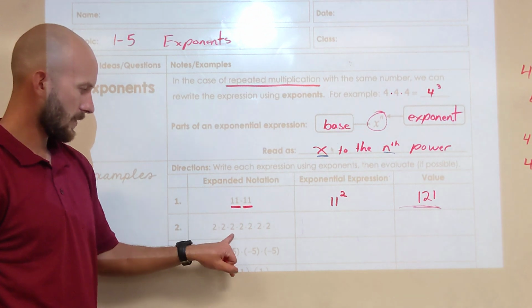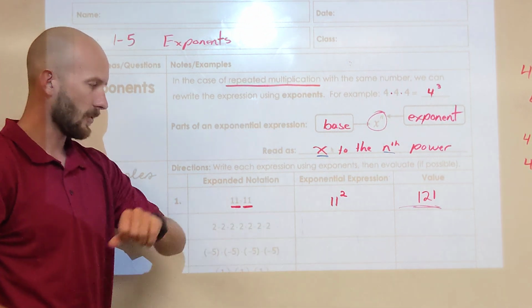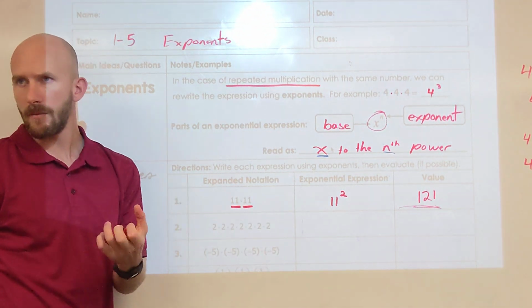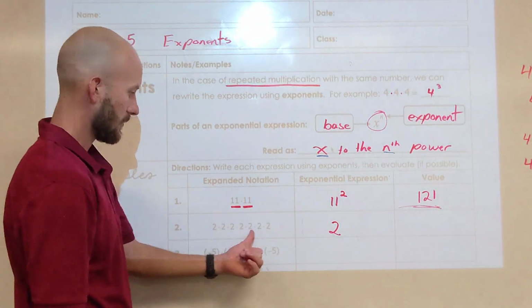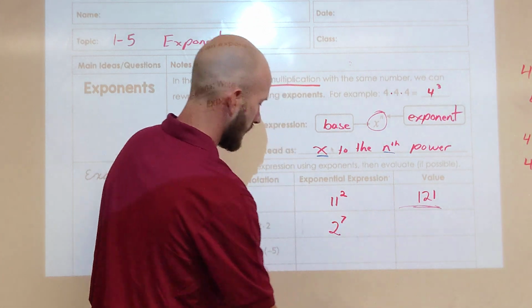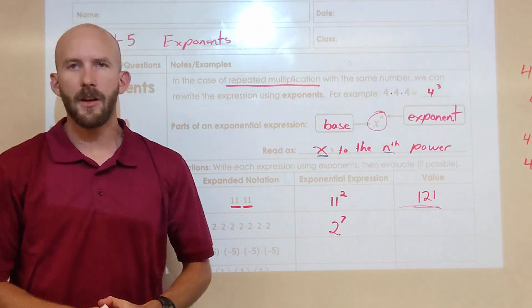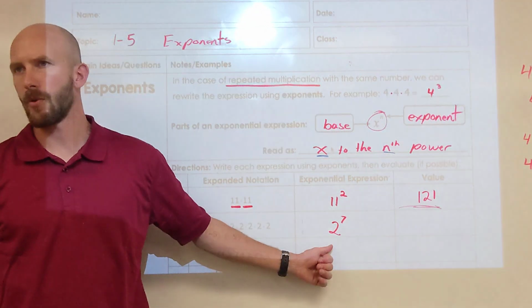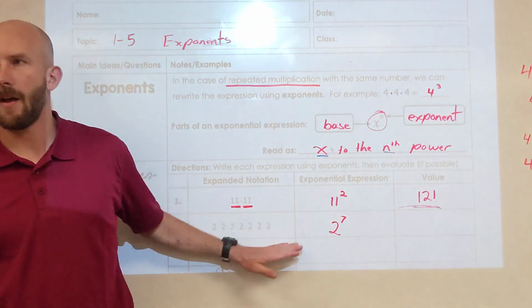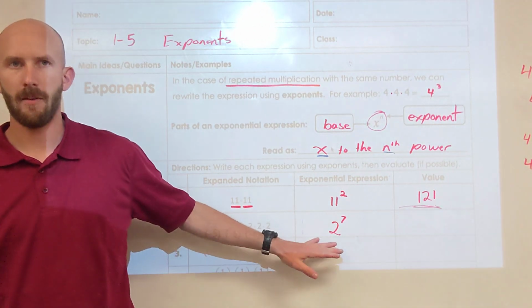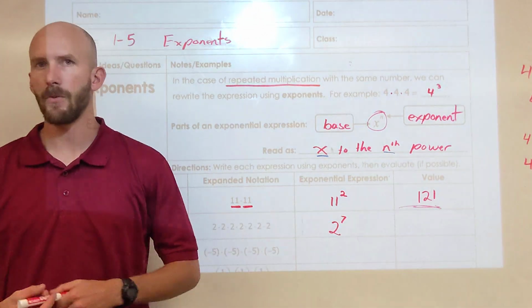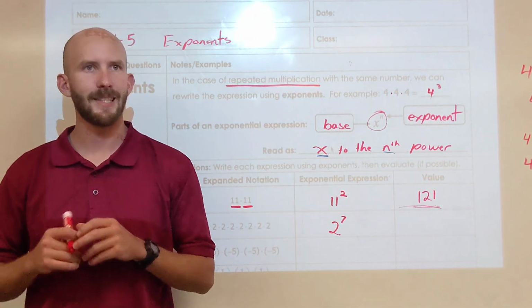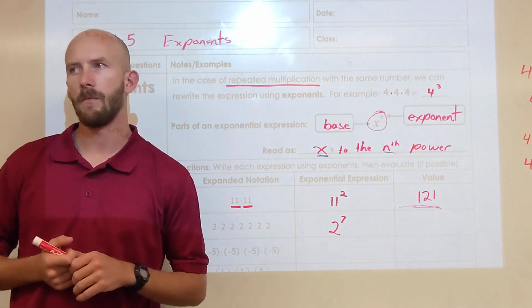All right, so next, 2 times 2 times 2 times 2 times 2 times 2 times 2. So what's my base going to be? 2. And the exponent? 7. To the 7th power. Okay? Doesn't it make sense that that's a lot easier to write and work with than having this? Like if you're in a big math problem, instead of having to write this all the time, exponents keep things shorter, neater. Okay.